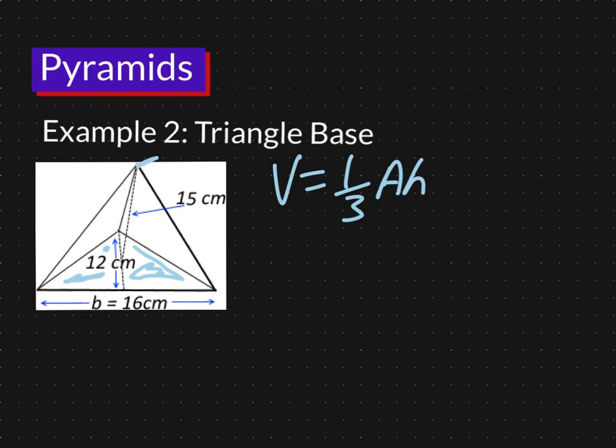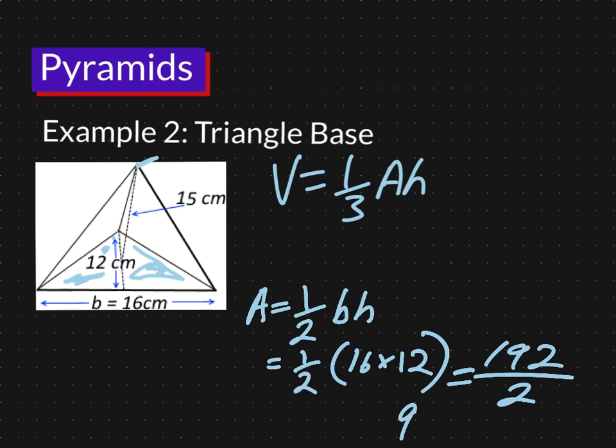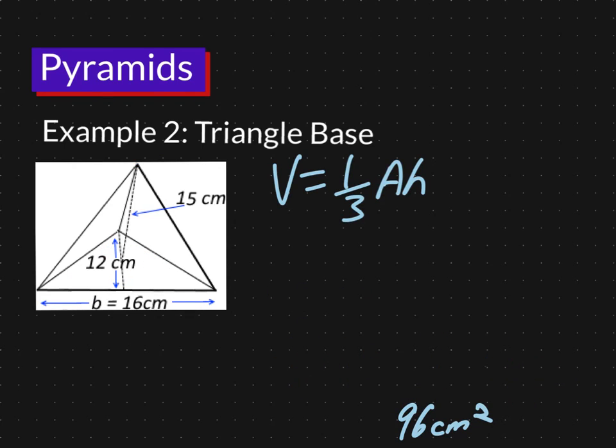Now we know that the formula for area of a triangle is 1/2 the base times the height. Okay, so the area of this triangle on the bottom then is 1/2 times 16 times, and the height of that triangle is 12. And 16 times 12 is 192, times 1/2 or divided by 2, same thing, is going to give us 96 centimeters squared. So let's substitute that into our formula.